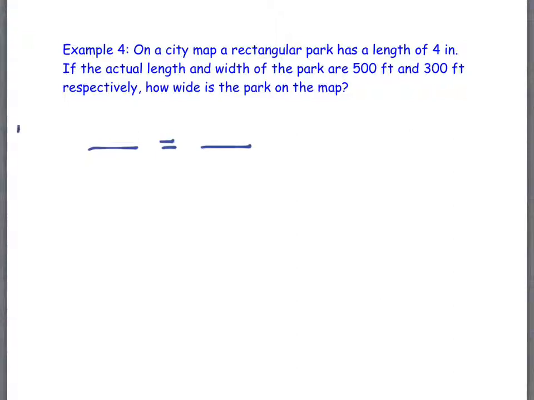Okay, so we're going to do map on the left, and this is real life on the right. So what do we know about the map? Well, the other thing that's being compared, Lauren was correct, is the length versus the width, right? I mean, we've got two different values for those. But the units, like Devin said, are going to be feet and inches that we're doing the comparison for. So we have to keep all of that straight.